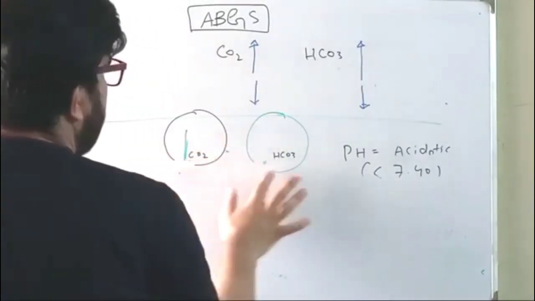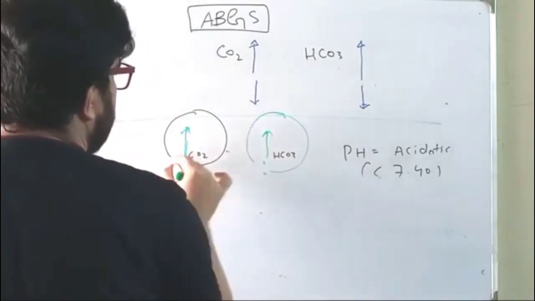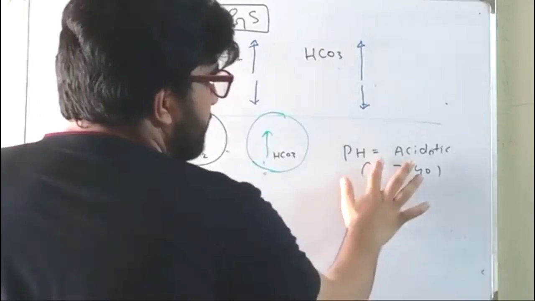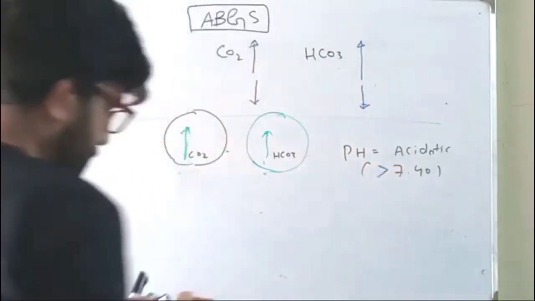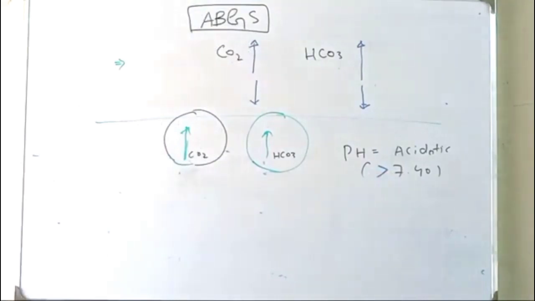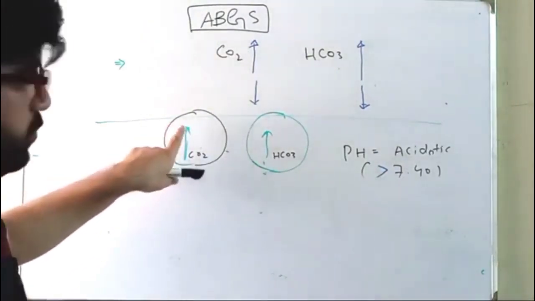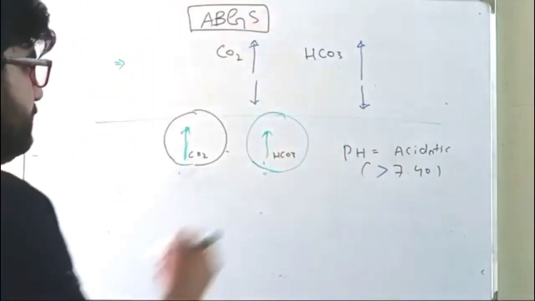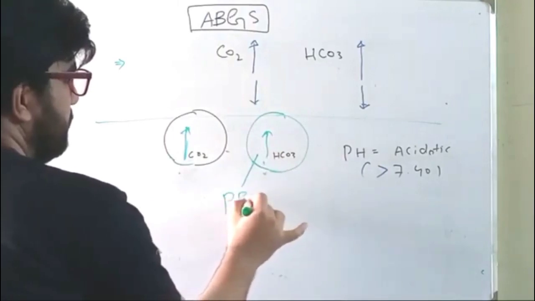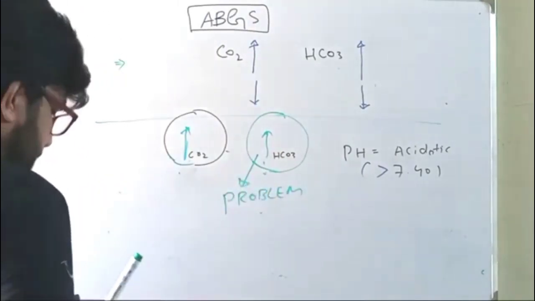So the arrows are moving upward and the pH is alkalotic, that is more than 7.40. Now which arrow is the problem and which arrow is the compensation? If there was increase in CO2 that will decrease the pH, but the pH is increased, it means this arrow is the problem arrow. So it means this is metabolic alkalosis.